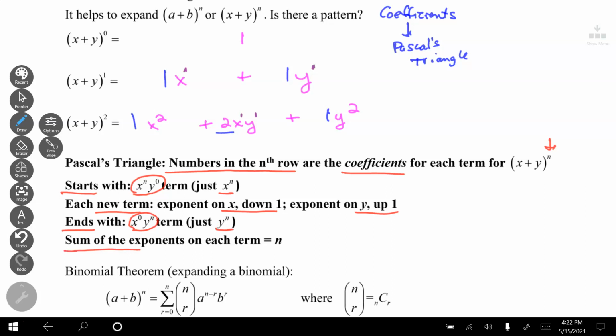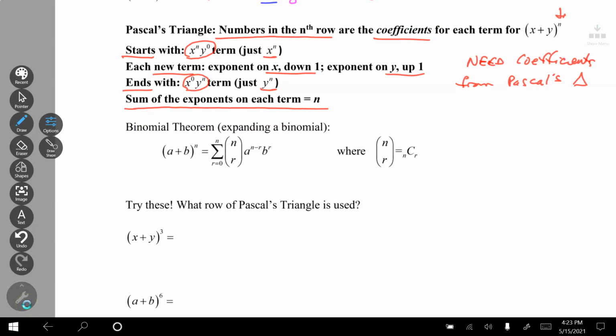And the sum of each exponent on each term is going to equal whatever n is. If you notice here, n is 2, and these exponents add up to 2. So I need the coefficients from Pascal's triangle.